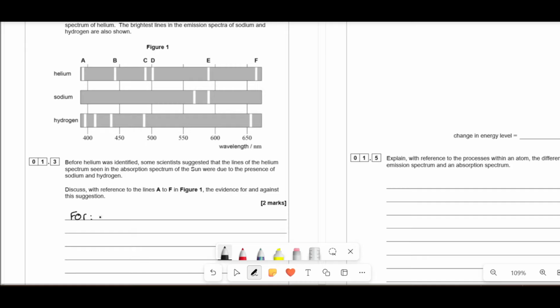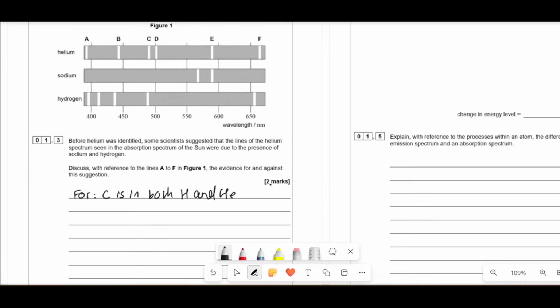So there's some evidence for it, which is because C is in both hydrogen and helium. I'm going to write H and He because I'm lazy. And you could also say the same for E, because there's some in sodium as well. So E is in both sodium and helium spectra. And then for the evidence against, there's line D, only in helium, not in hydrogen or sodium.